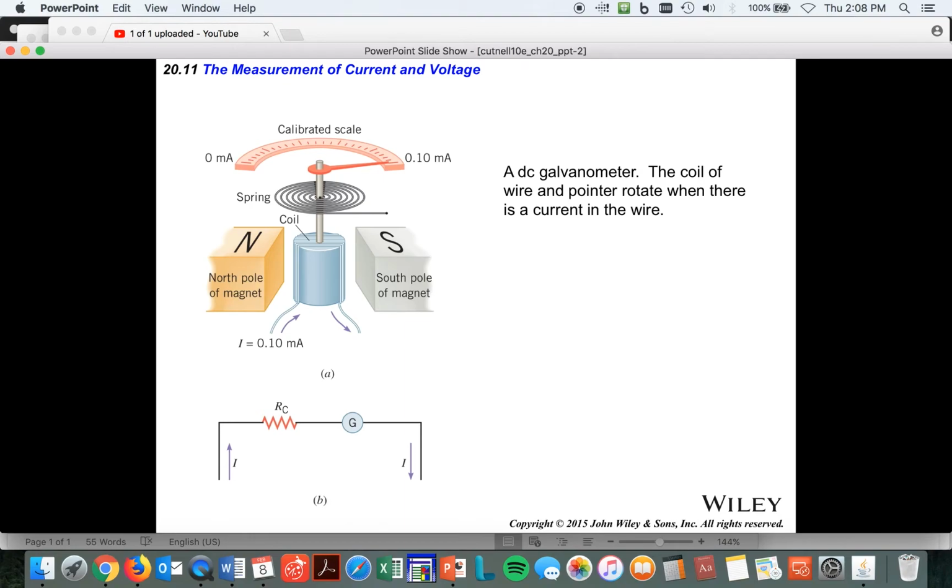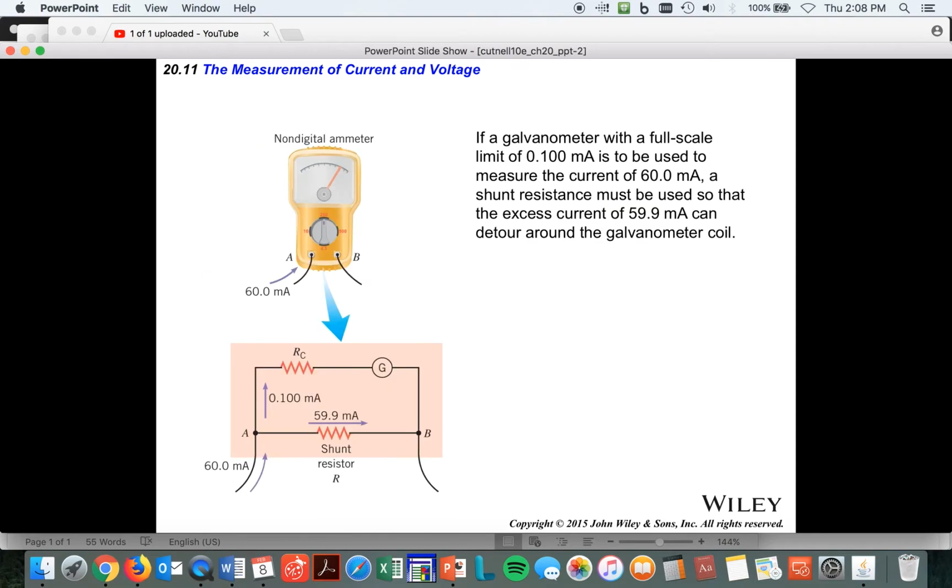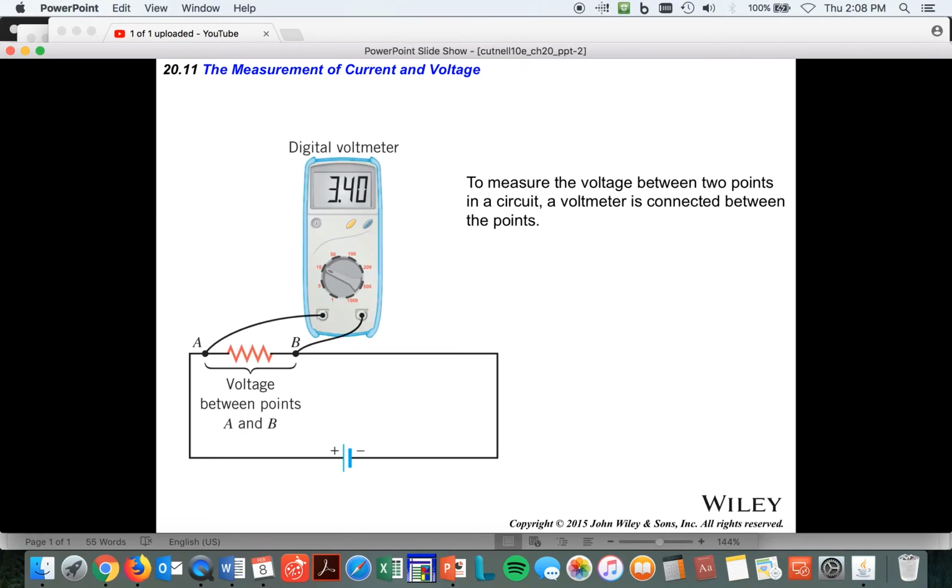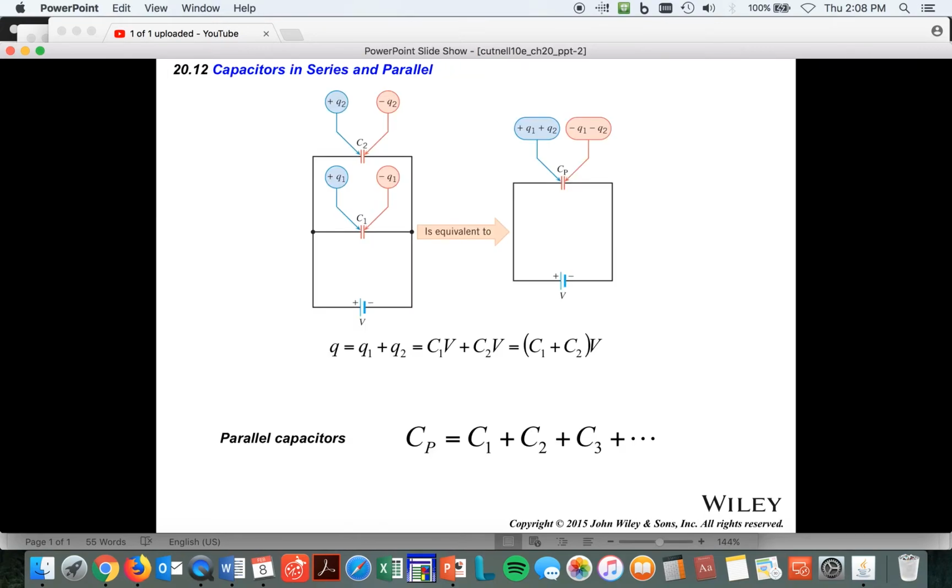Here's the other thing. Measuring voltage and stuff, it's magic how we measure things, so don't worry about it. Ammeters, voltmeters, I don't worry about that. So we're not doing any of that, how to measure things. Now, let's talk about capacitors in series and parallel. Here's the big idea.